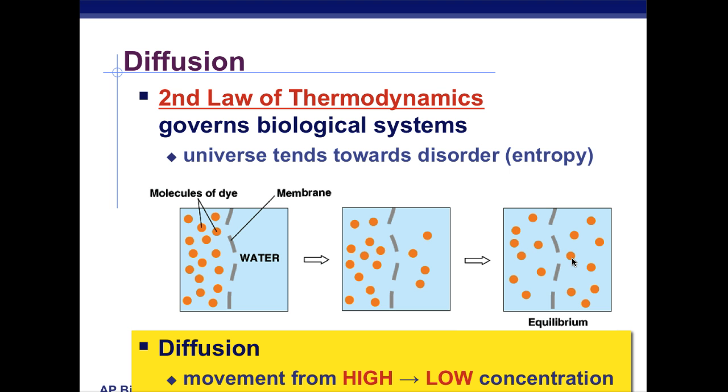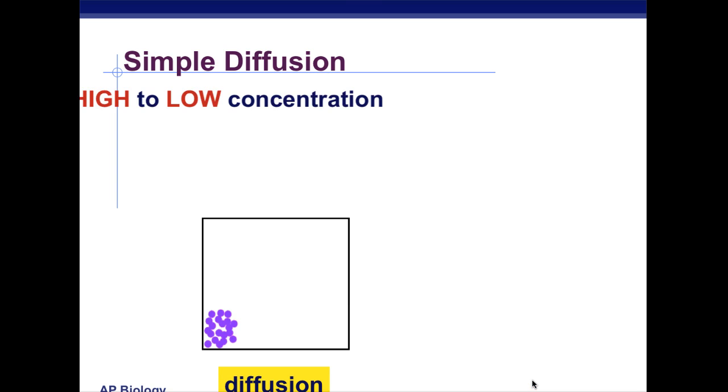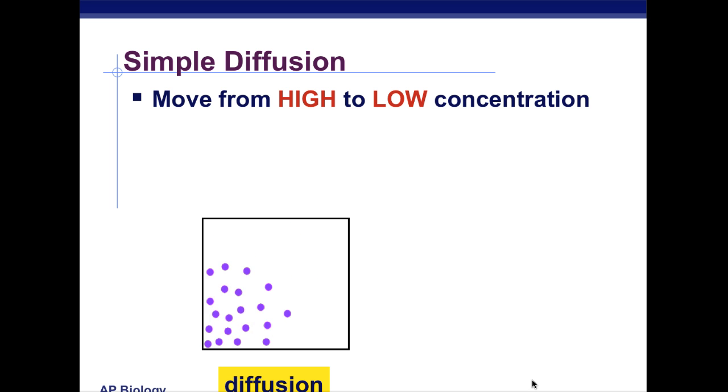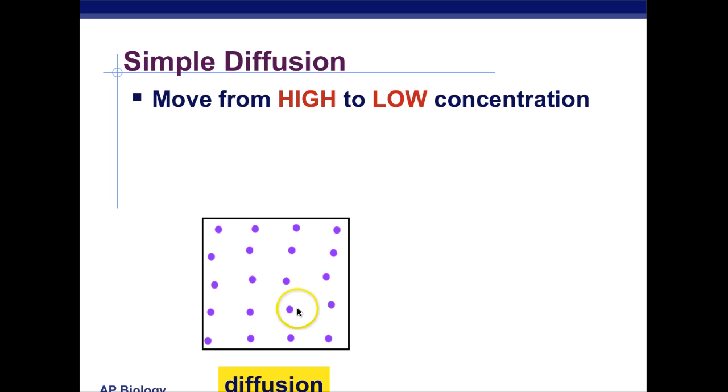So diffusion is the movement of molecules from an area of high concentration, meaning more molecules, to an area of low concentration. So molecules spread out throughout a space. Here are dye molecules. They're moving from an area of high concentration to low concentration. I wish that the animation kept going because molecules actually never stop moving. But they move from an area of high concentration to low concentration.